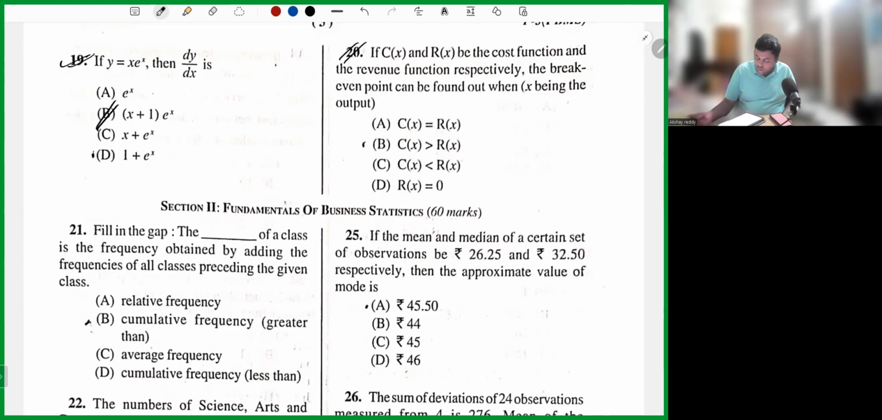Next, 28. Cost function is given, revenue function is given. The break-even point is asked. When will you get break-even point, my dear friends? Even in costing you might have studied in foundation. When cost and revenue are the same, you will get the break-even point. When cost is equal to revenue, you are going to get break-even point.